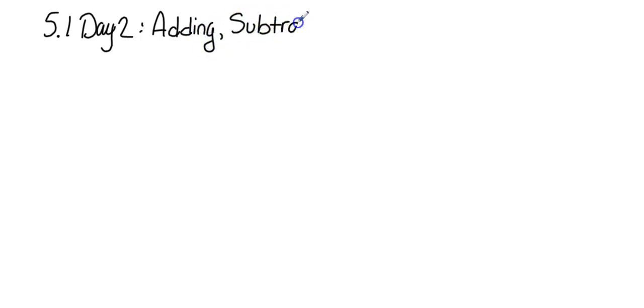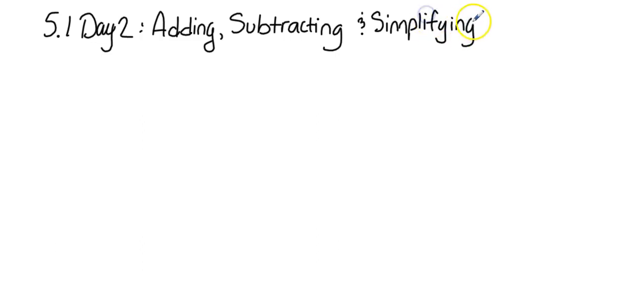Hi everybody, these are our notes for 5.1 day 2, which is going to be all about adding, subtracting, and simplifying. We will be looking at a total of 4 examples. And this is from our 5.1 problem set, numbers 65 to 72, odds.